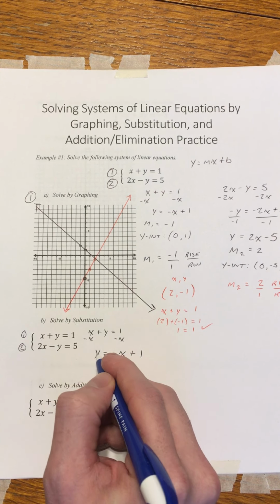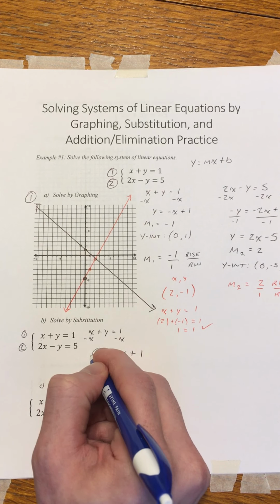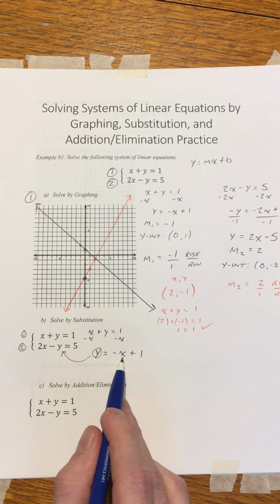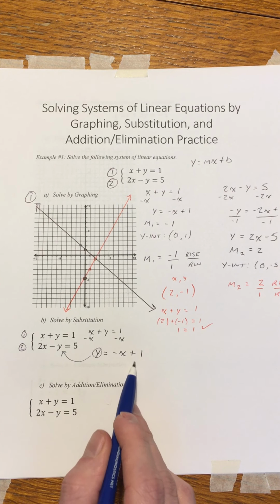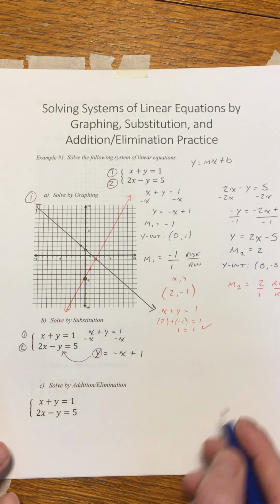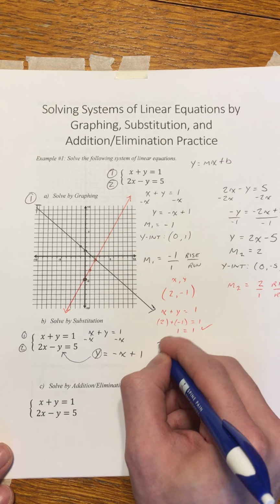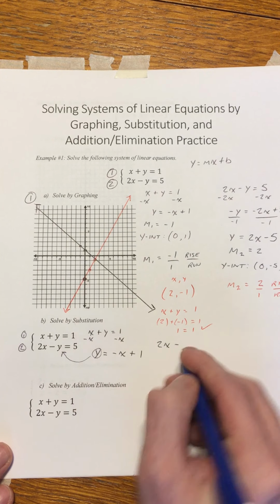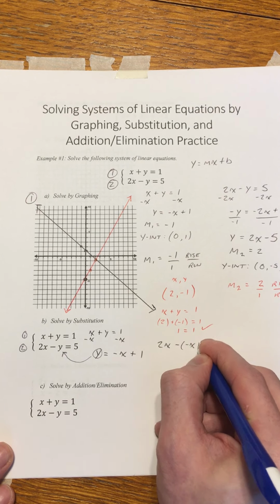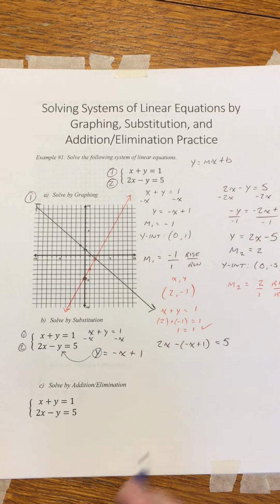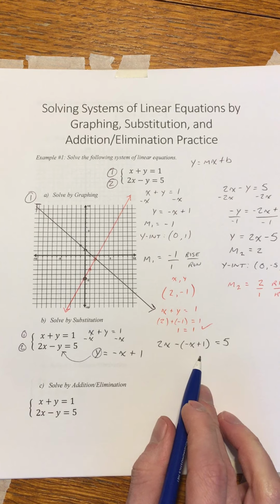What we'll do is take this y and we'll substitute it into our second equation. So when we do that, this y will be -x plus 1, and that whole thing will be subbed in for y. So when we do that, we'll have 2x minus y, which is now (-x plus 1), is equal to 5. So now what we need to do here is just solve for x.